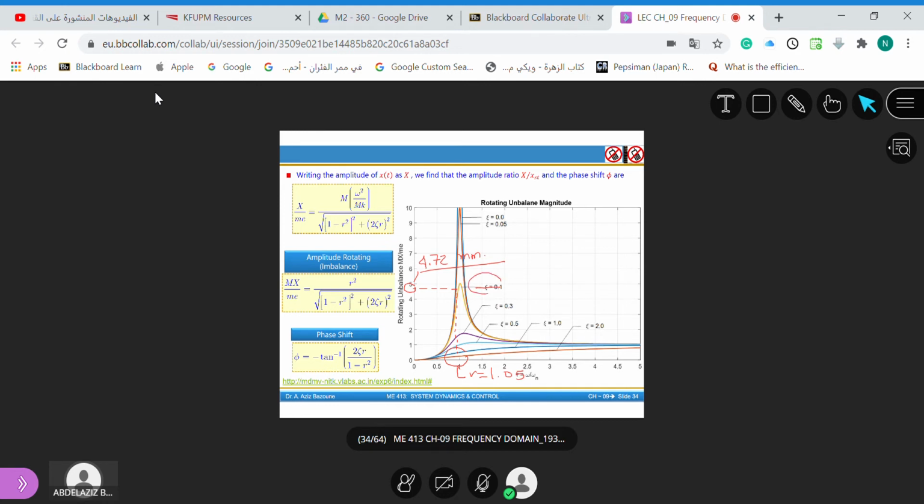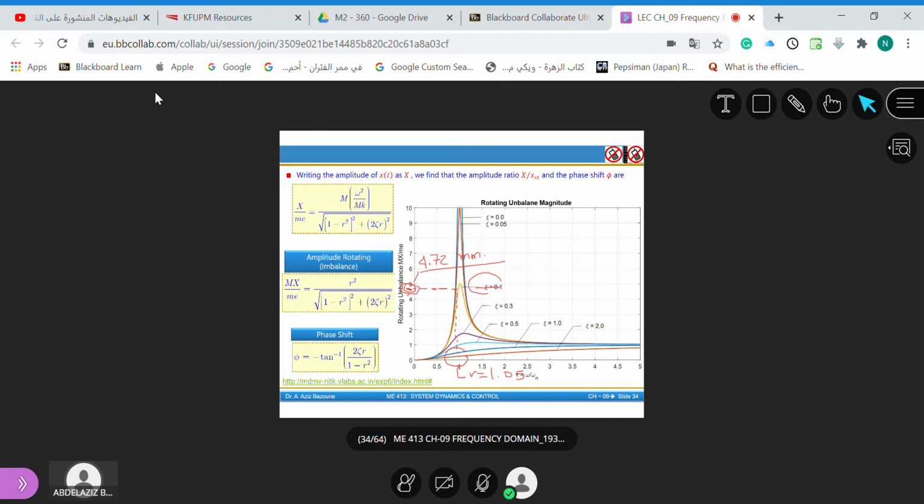I'm not sure if it is clear for you. So if you take a vertical line here, and you draw a horizontal line from here, you will see that you are at somewhere around 4.72. Either you can use it graphically or you can use the formula. The formula gives us this value, and graphically will give you approximately the same value.